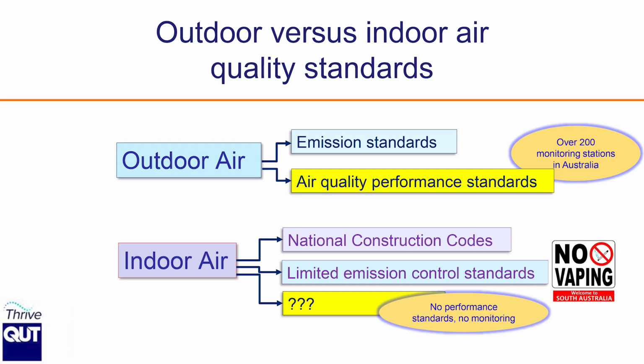In relation to indoor air, on the other hand, we have national construction codes, differently called in different countries, which, by the way, don't take into account indoor air quality. We have limited emission control standards, like for smoking and vaping, but are there any performance standards? There are no performance standards, which means there's no monitoring whatsoever. So from the point of view of regulatory approach, we treat indoor air completely differently to outdoor air.